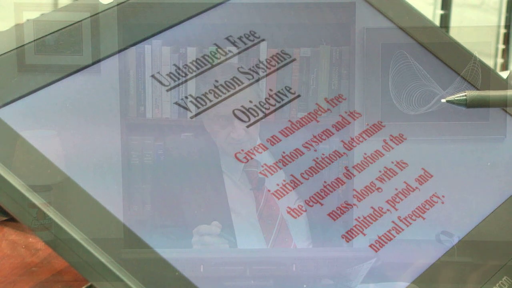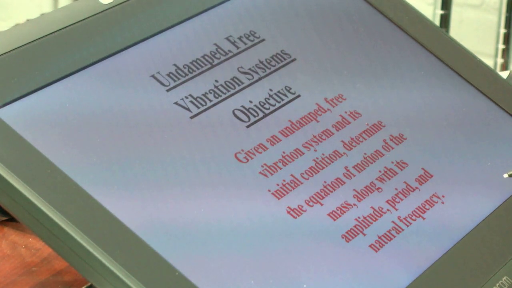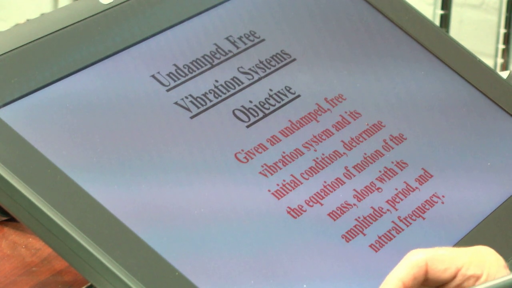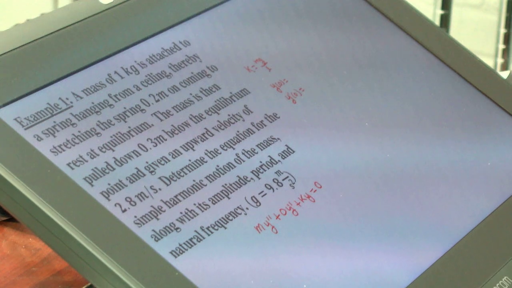Now we're going to work an example for an undamped free vibration system. Here's the objective. Given an undamped free vibration system and its initial condition, determine the equation of motion of the mass along with its amplitude, period, and natural frequency.